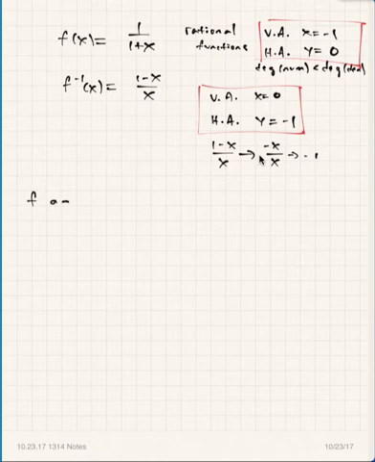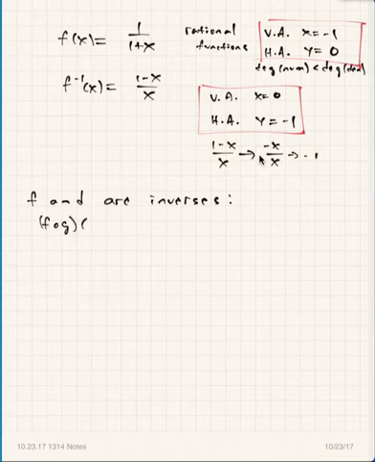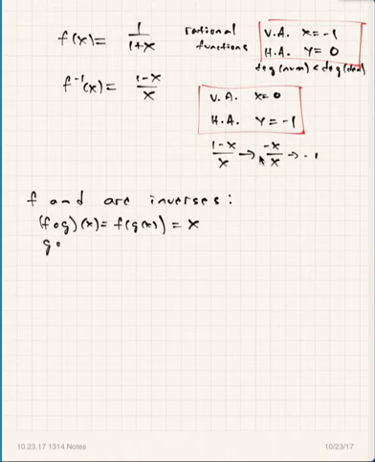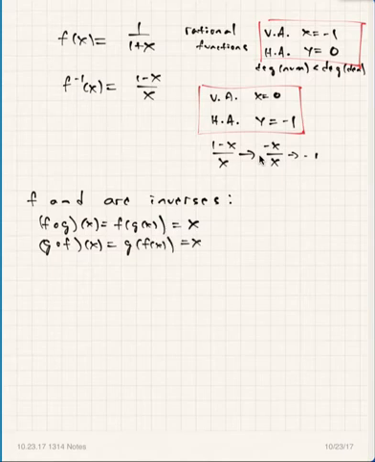So f and g are inverses. We're going to write everything down here at one time. So what does that mean? First of all, that f composed with g of x equals f of g equals x. And g composed with f of x is g of f. That's equal to x. Remember that this property is called inverse cancellation.